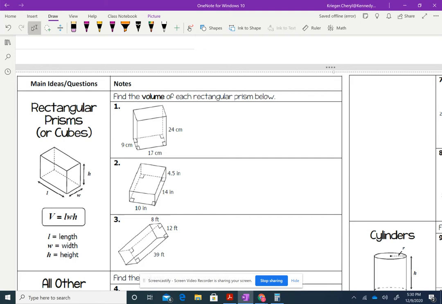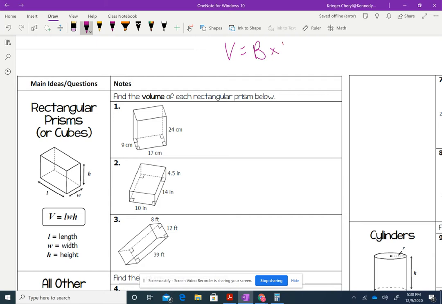Anyway, our lesson today is on volume of prisms. The formula that you are going to need to know is volume equals the area of the base times the height of the prism. B stands for the area of the base.